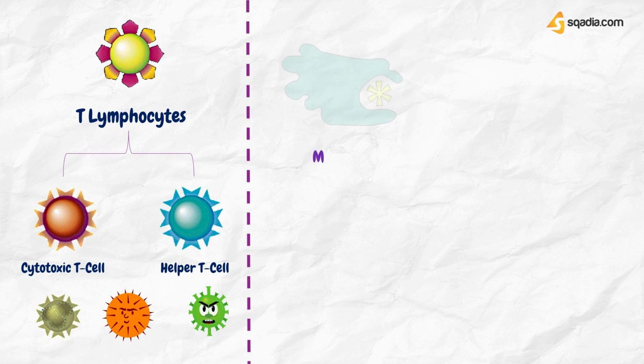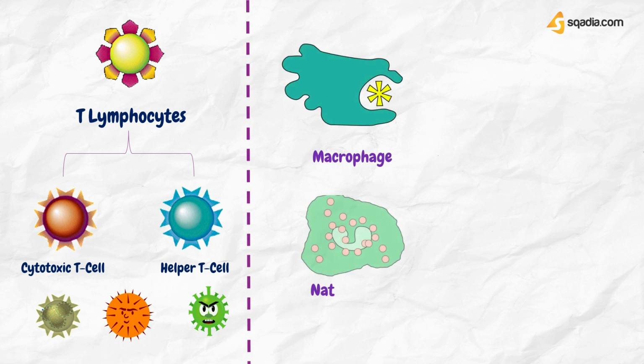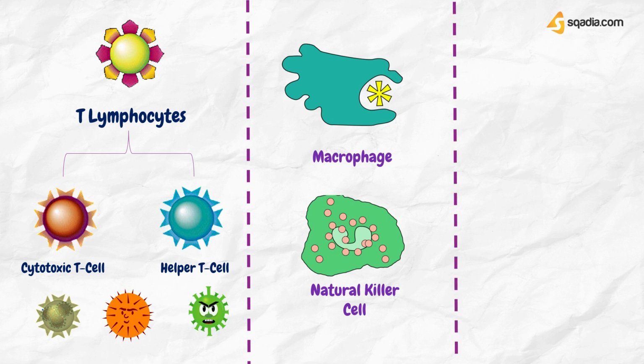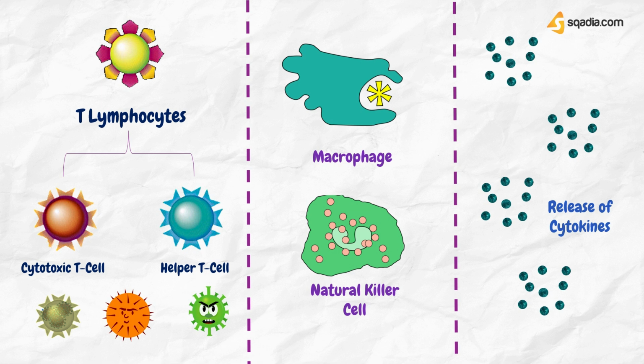2. Activating macrophages and NK cells, enabling them to destroy intracellular pathogens. And 3. Stimulating cells to secrete a variety of cytokines that influence the function of other cells involved in adaptive immune responses and innate immune responses.